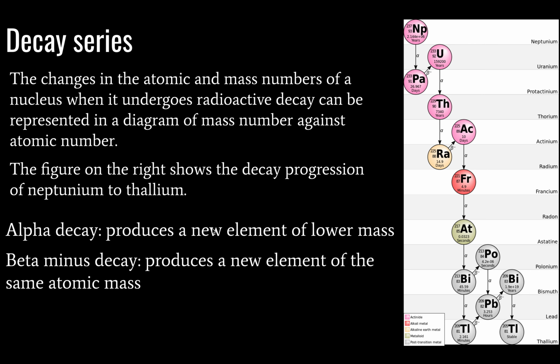Alpha decay produces an element of a lower mass. Beta minus decay produces a new element of the same mass number, but a different proton number.